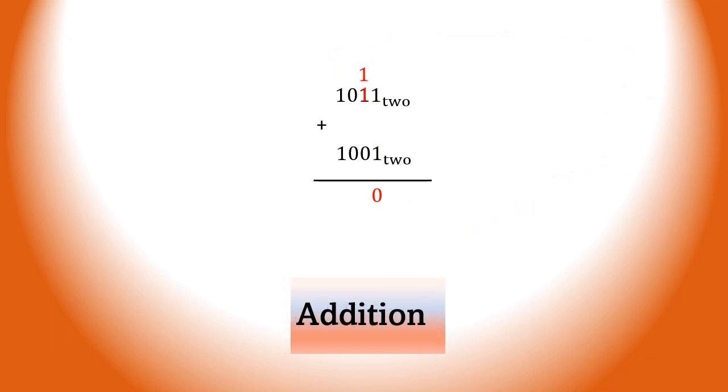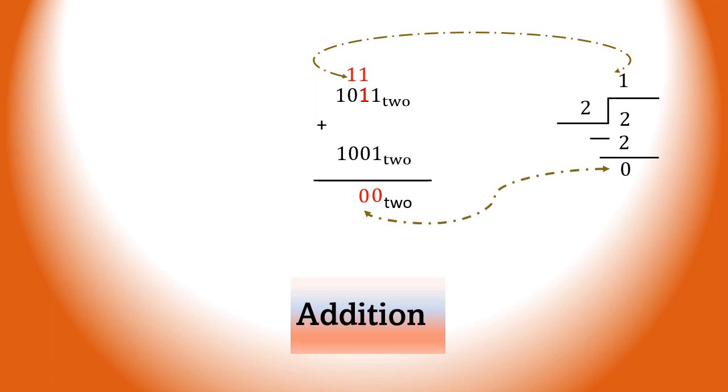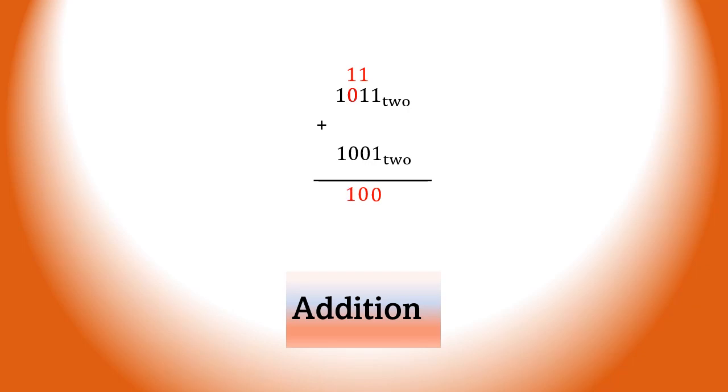Again now, 1 plus 1, that's 2. We're going to use division because we can't write 2 in base 2. Keep in mind, we always carry the quotient, and then we write down the remainder. Now 1 plus 0, that's 1, and 1 plus 1, that's 2, and we know that the quotient is 1 and the remainder is 0, so we write the remainder, then the quotient.